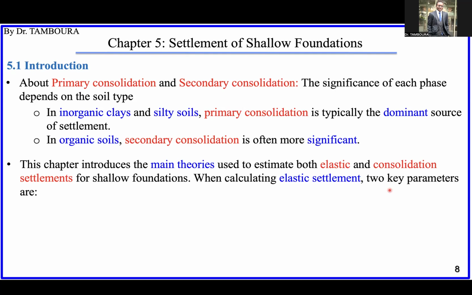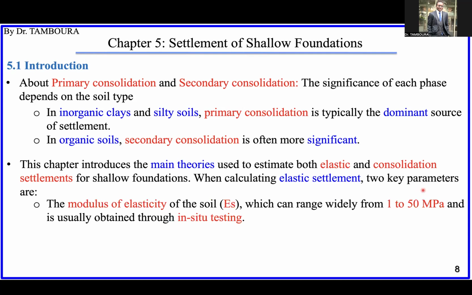So when you calculate elastic settlement, the one that happens first, you need two key parameters. The modulus of elasticity, which is also related to Young's modulus. For soil, this can range from 1 to 50 megapascal. And this soil parameter is obtained mainly from in situ testing, the site investigation. We talked about this in chapter number 2. Please go back and see the lesson in chapter number 2.